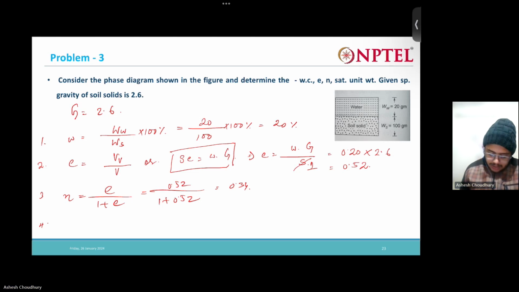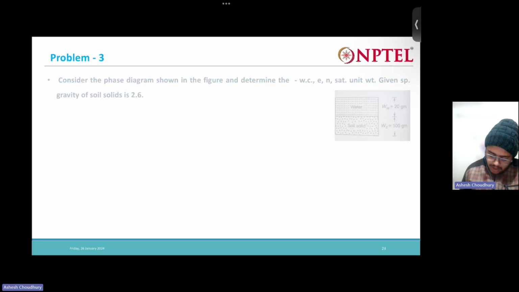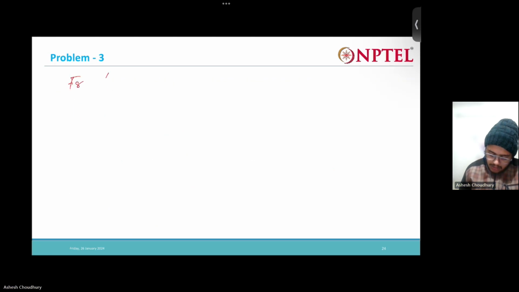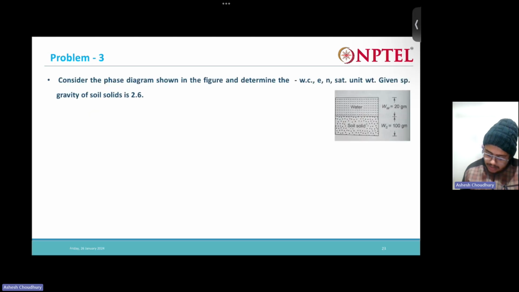Saturated. Sorry, we need to find out the saturated unit weight. So there is a relation for bulk density, which is given by (G plus S e) by (1 plus e) times gamma w. Now for fully saturated, S is equal to 1. So gamma sat, you just put S equal to 1 here.